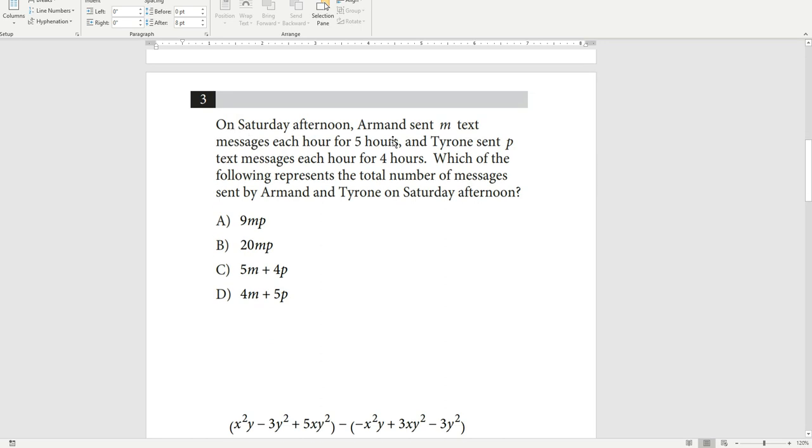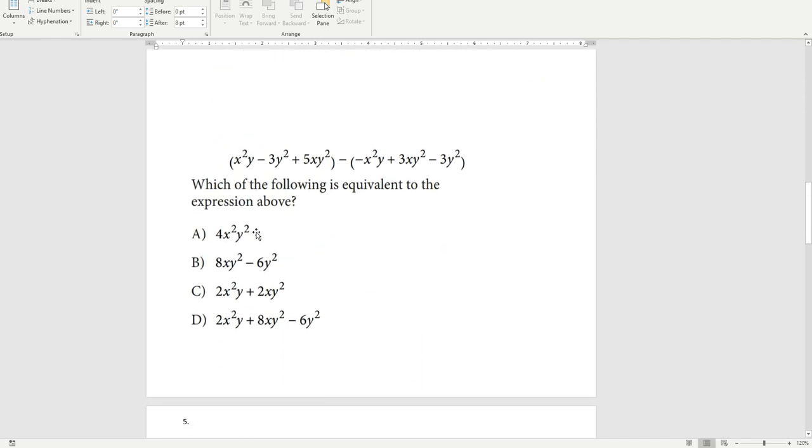On Saturday afternoon, Armand sent M text messages each hour for 5 hours, and Tyrone sent P text messages each hour for 4 hours. Which of the following represents the total number of messages sent by Armand and Tyrone on Saturday afternoon? You have to add the number of messages sent by Armand and Tyrone. So 4p plus 5m. C should be the answer.